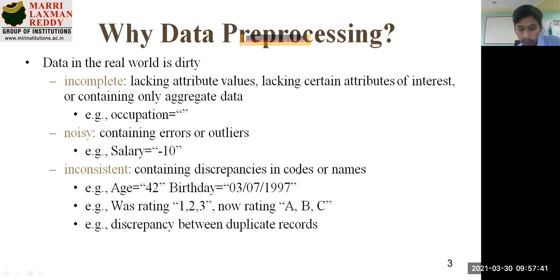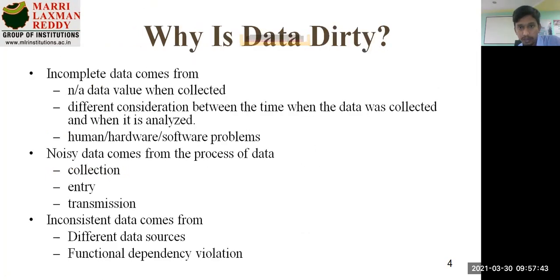Okay, I hope this slide is clear to all. Why is data dirty, or why is data not properly arranged? What actions do you need to take, and why do we get such a problem? Incomplete data may come from NA values when collected. That is, some missing values, or you will be giving them as NA, as I already said in the classroom. Different considerations between the time when the data was collected and when it was analyzed.